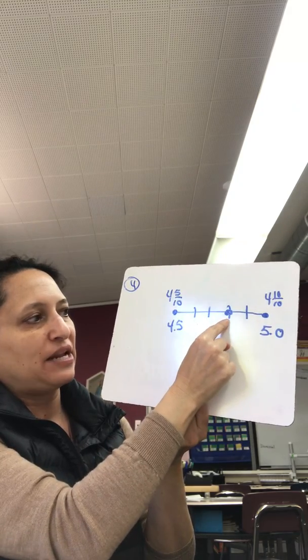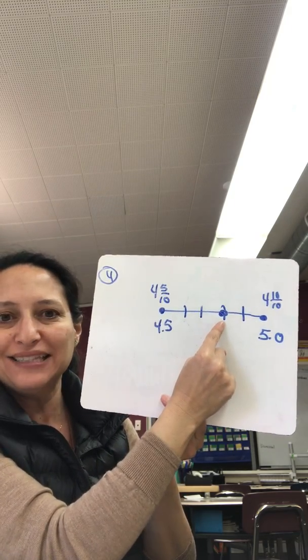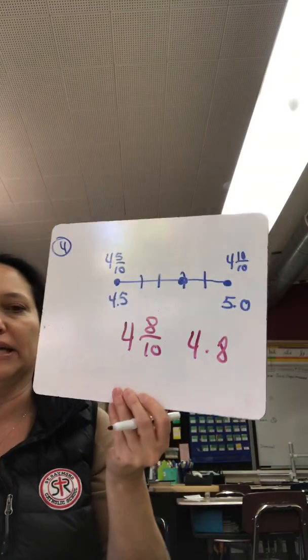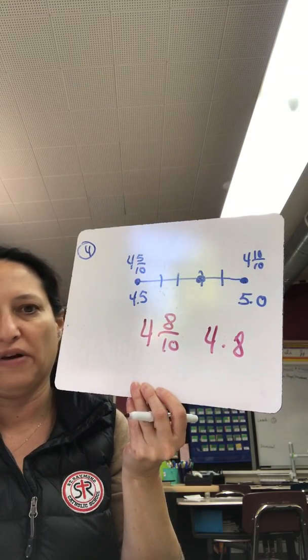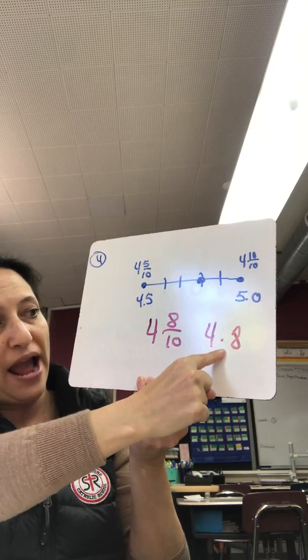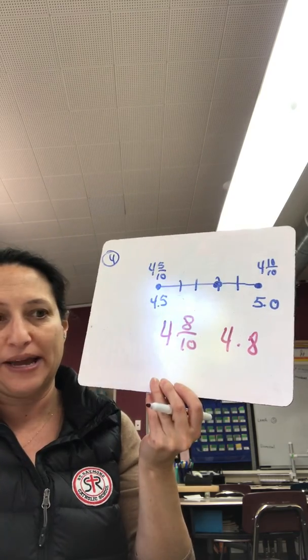Okay, so we know that this is going to be 4 and 8 tenths. So you write it like that. That's the answer to number 4. 4 and 8 tenths. Okay?